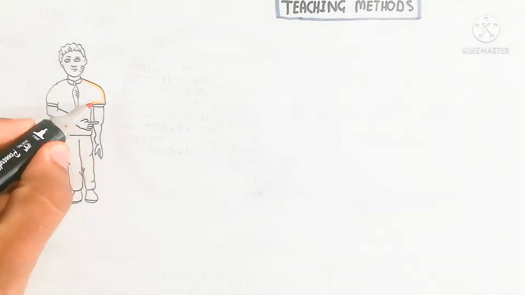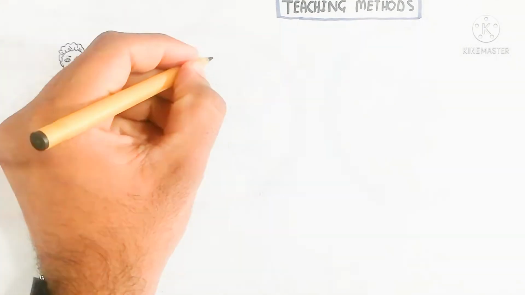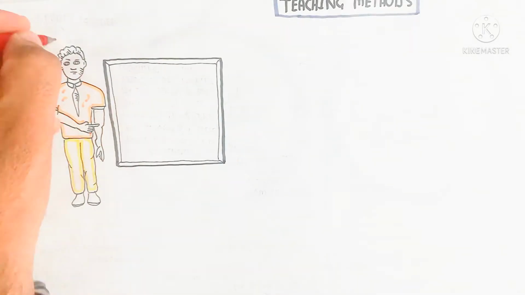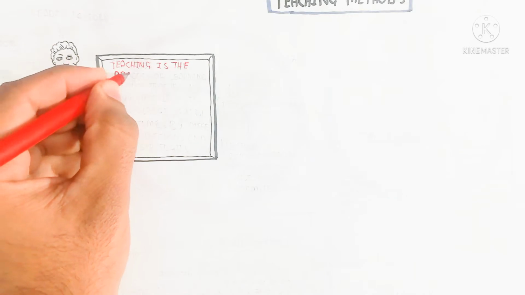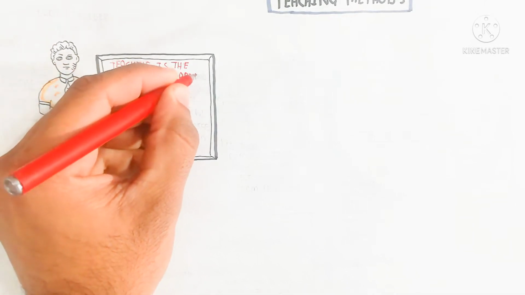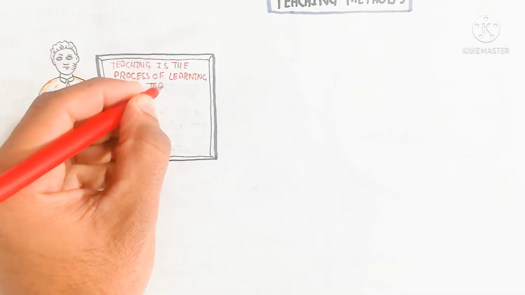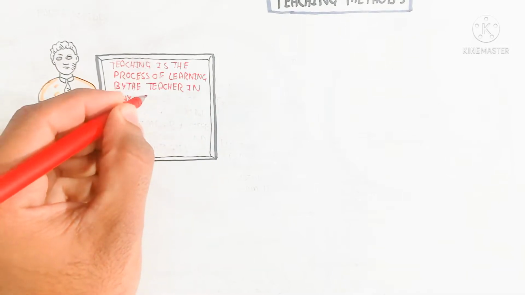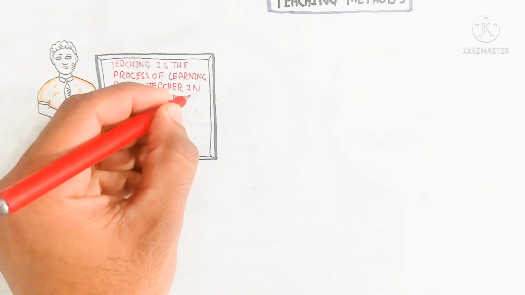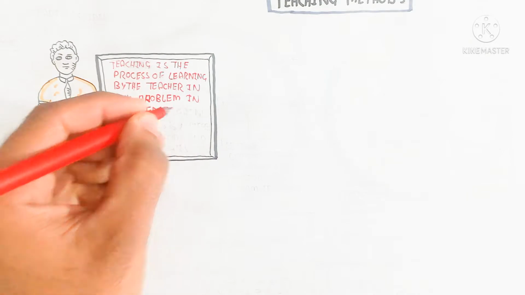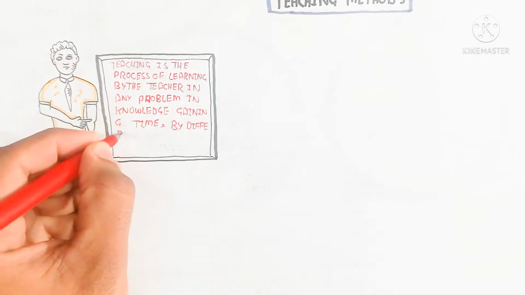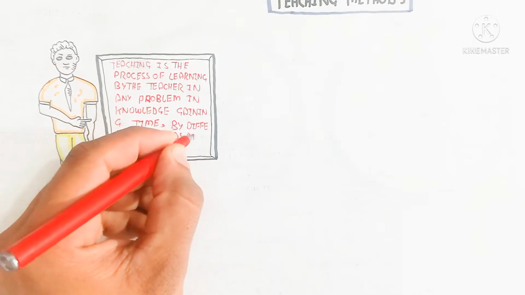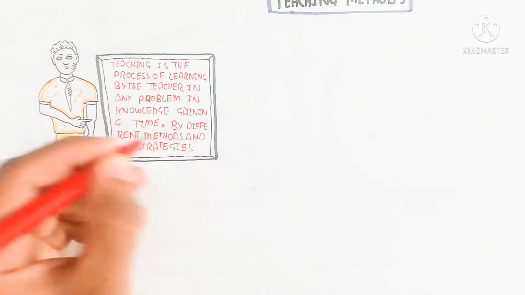Teaching is the process of learning by the teacher. The teacher addresses problems in knowledge gaining by different methods and strategies, and the teacher can use different methods for understanding concepts as well as facts. For example, in the anatomical aspect, the teacher shows the skeletal system.